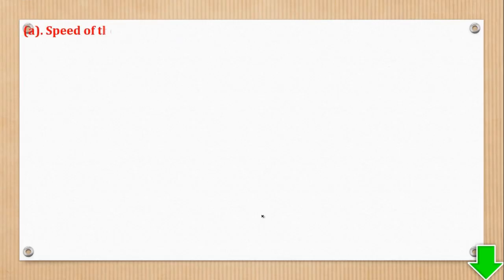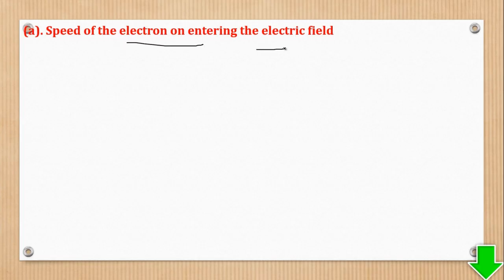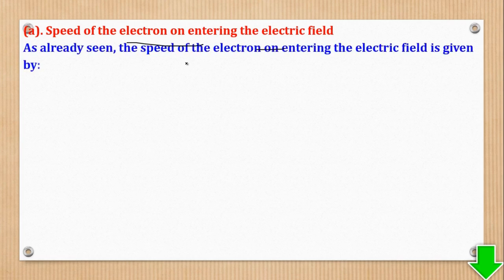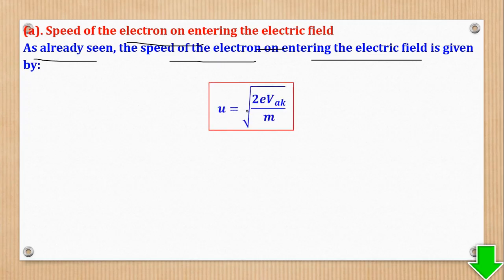So these symbols will be used to derive some of the formulas which you shall use in this part of the video. So first of all is the speed of the electron on entering the electric field, so that it doesn't differ from the one we have already seen. So we shall just write, as already seen, the speed of the electron on entering the electric field is given by U equal to 2 over m. So you already know this formula, that's why we shall not bother to derive it.